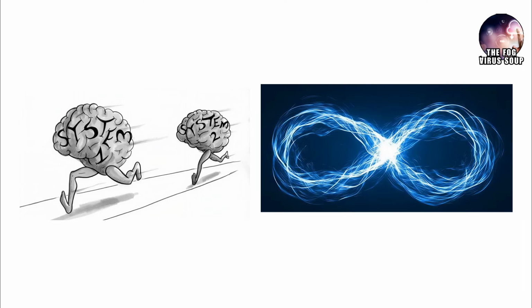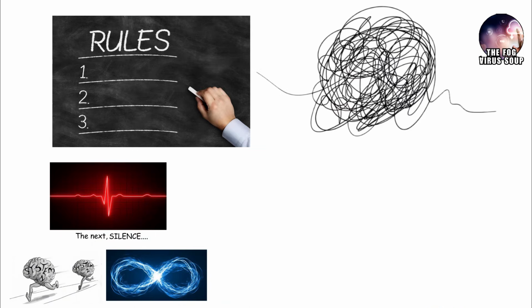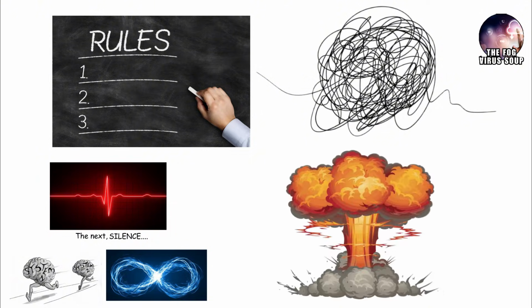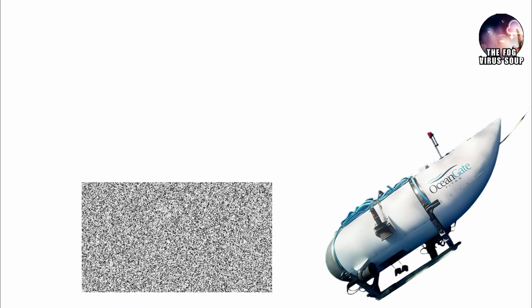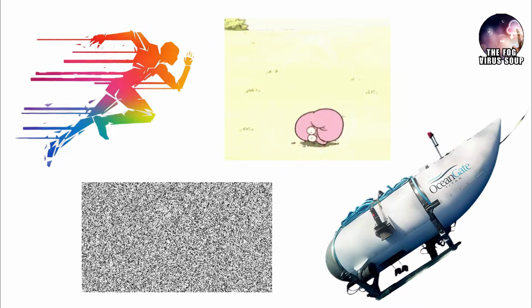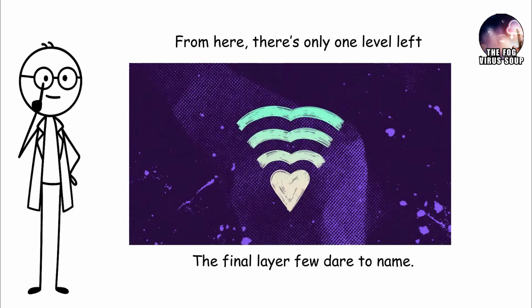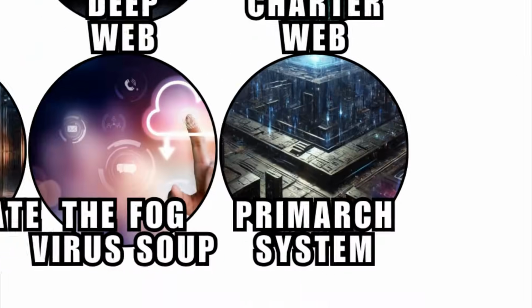In this layer, systems consume each other in an endless loop of survival. One moment you might detect a pulse of activity, the next, silence. The rules here are chaos, and the price of entering is destruction. The deeper you go, the more reality dissolves into static. It's no longer about knowledge or access, it's about endurance. The internet begins to eat itself, purging everything it can't control. From here, there's only one level left, the heart of it all. The final layer few dare to name, the Primarch System.